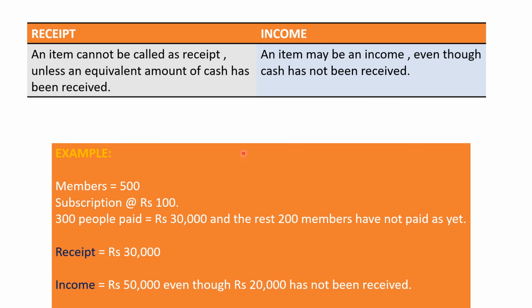See, members 500, subscription 100. 300 people paid 30,000 rupees, understood? And the rest, 200 members, have not paid me as yet. So my receipt is 30,000, but my income is 50,000 even though 20,000 has not been received. So it's a very important point. Even if I have not received this 20,000 as cash, my income will still be 50,000 rupees because the income head doesn't care whether people pay or not.